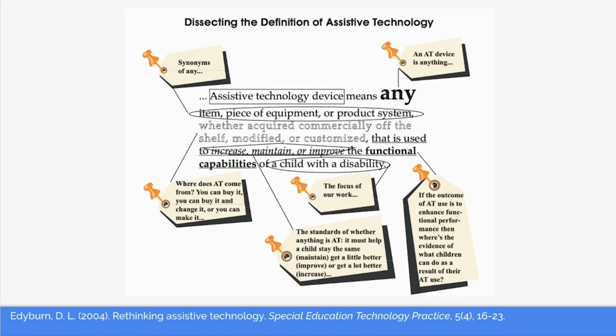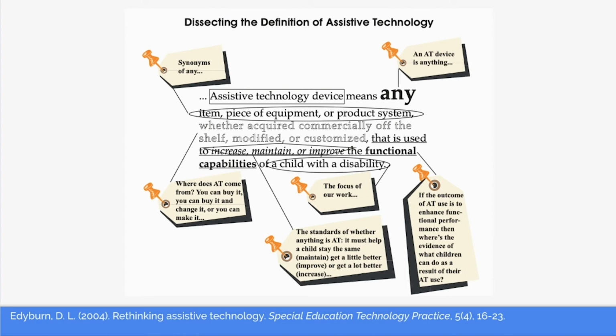So my first slide is an interesting one to start off with, but I thought it was important to show this definition of what assistive technology is. Assistive technology device means any item, piece of equipment, or product system, whether acquired commercially, off the shelf, modified, or customized, that is used to increase, maintain, or improve the functional capabilities of a child with a disability.